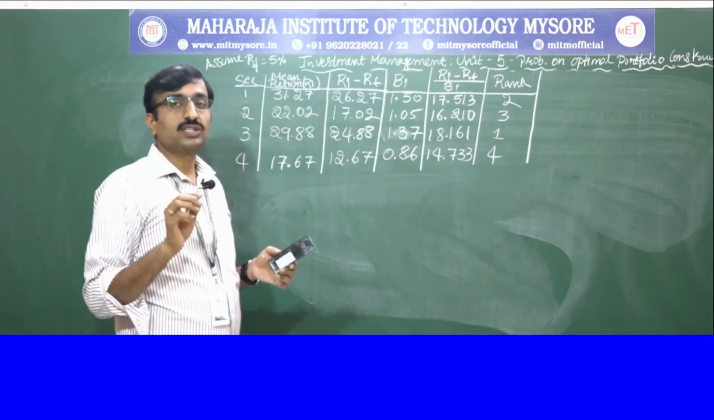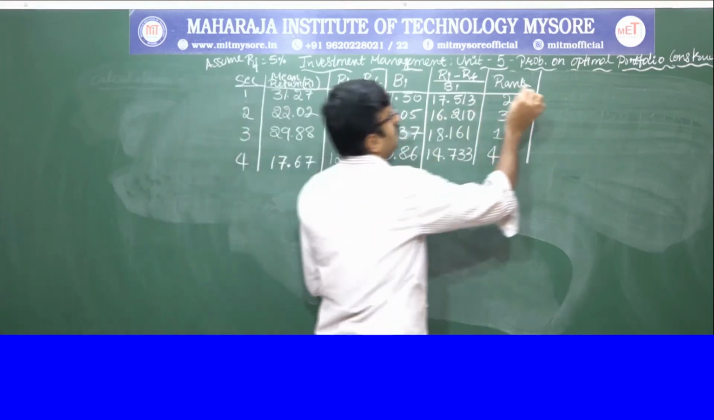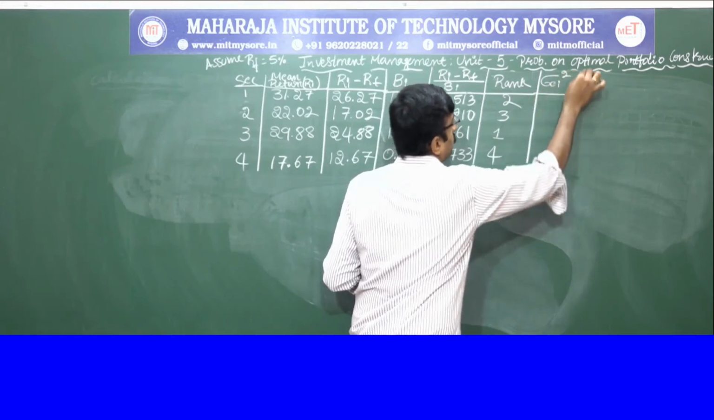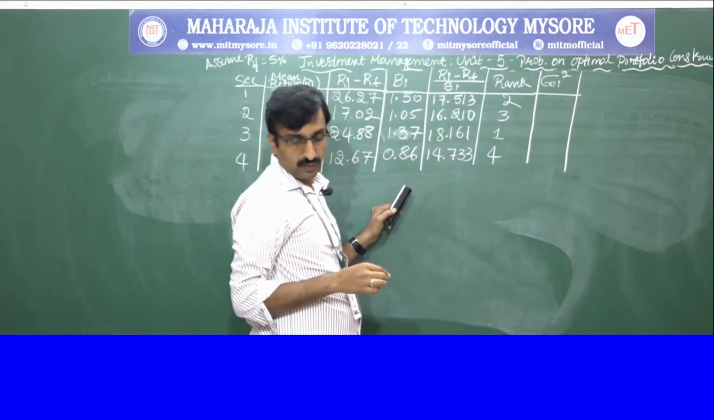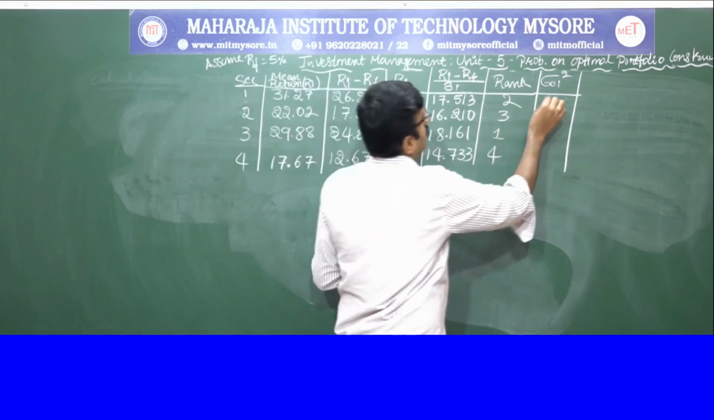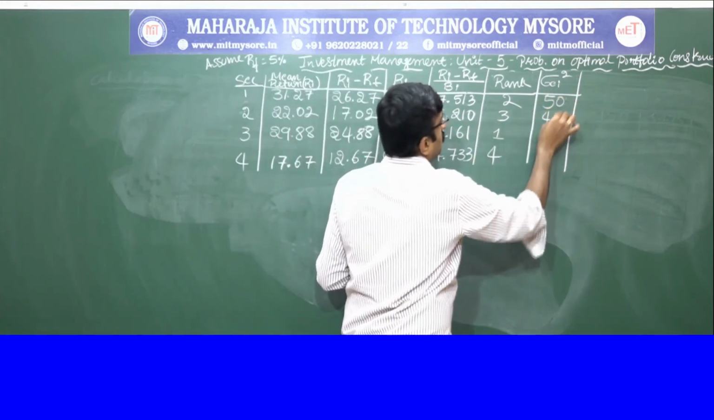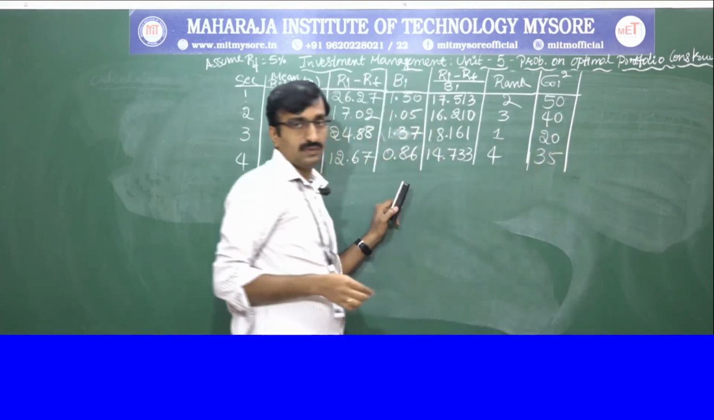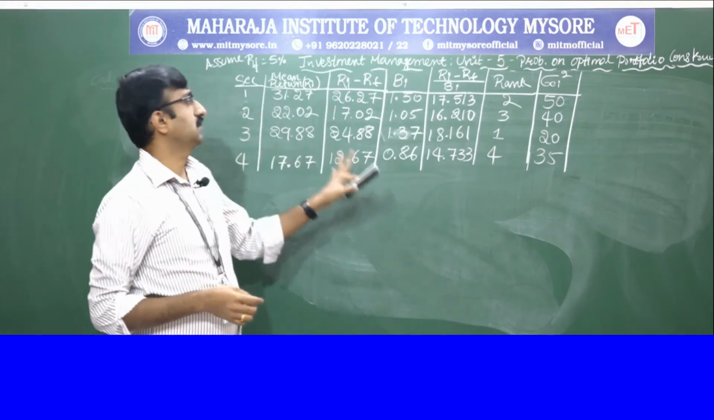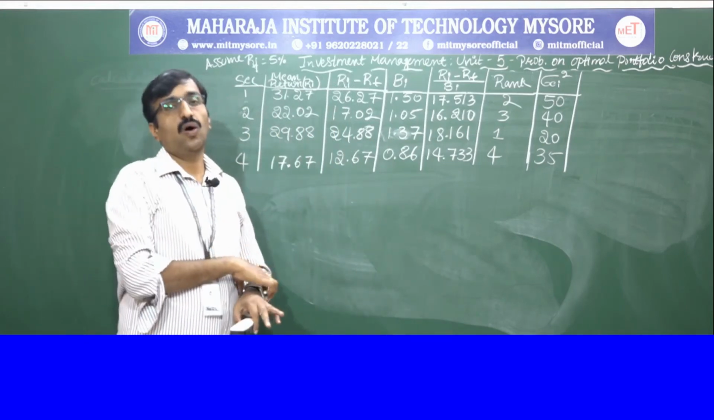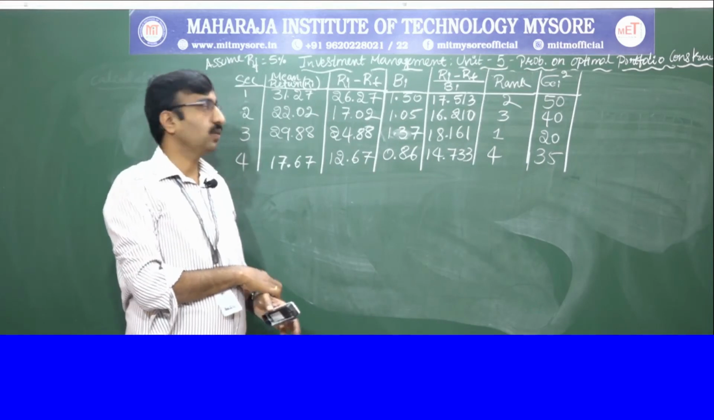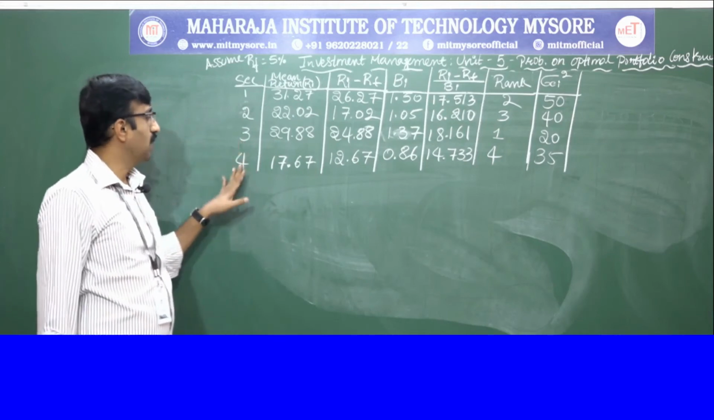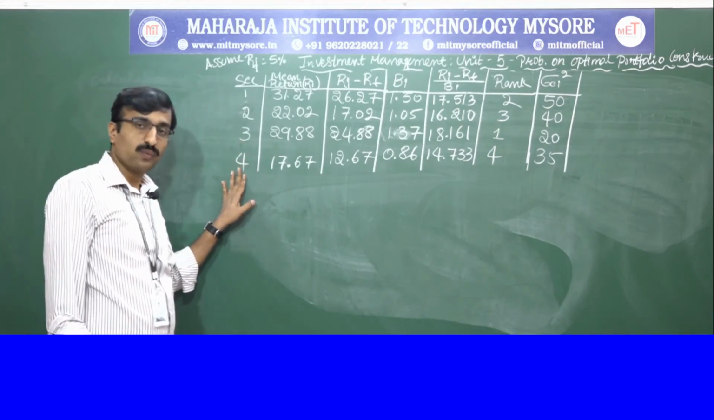Then standard deviation Ei square, they only given in the problem. How much have they given? 50, 40, 20, 35. Okay, so this is called ranking the stock or a security. So we got 1 is equal to 2, 2 is equal to 3, 3 is equal to 1 and 4 is equal to 4.